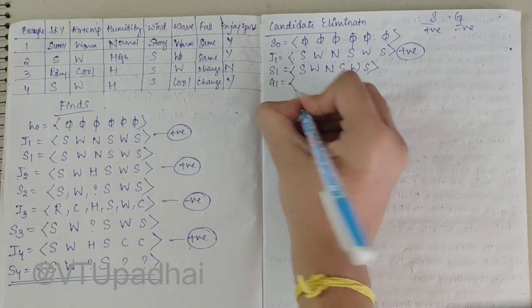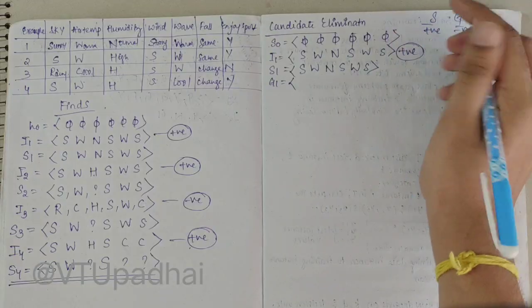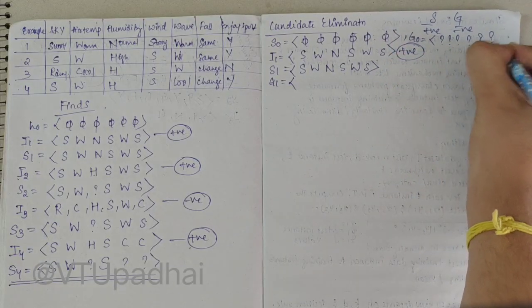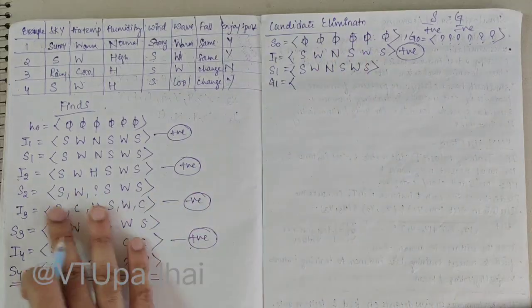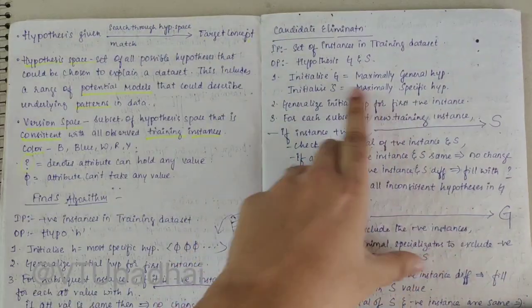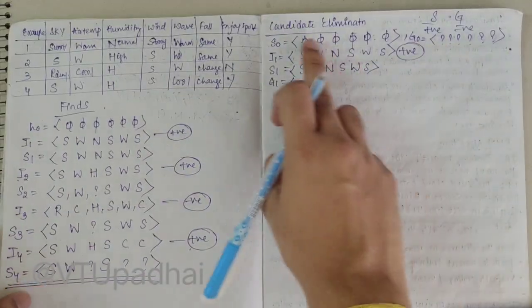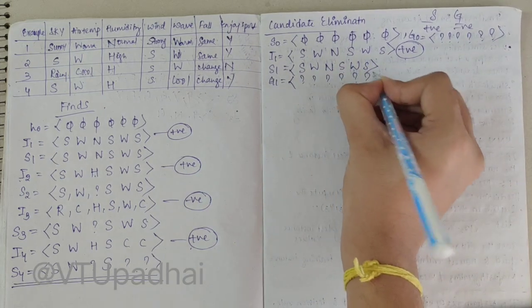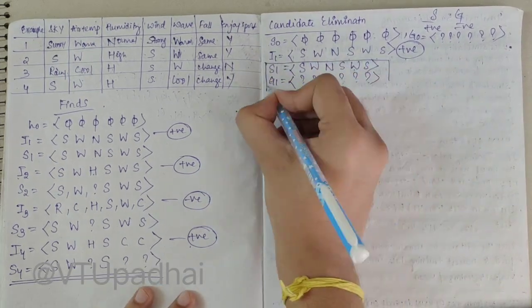You can get G1 as, see, S0 were these values. G0 would be question mark, question mark, question mark, question mark, question mark, question mark. S0 would be most specific and G0 would be the most general. General is question mark, specific is 5. So here the G value would be question mark as it is. S1 G1 I have obtained.